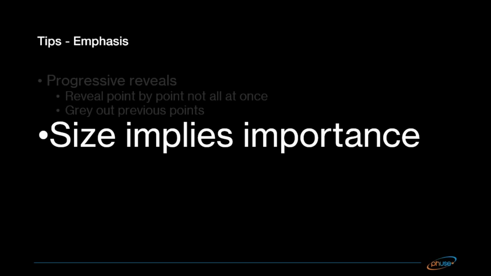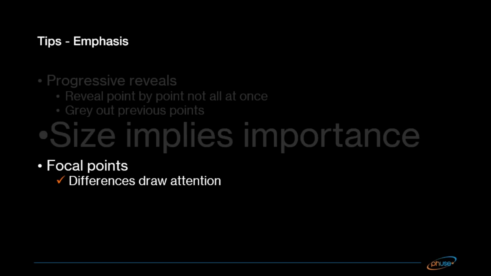Another way of emphasizing items is by size. So very simple, just increase the font size. And that implies that this is more important than everything else that's on the screen. Similarly, you can draw people's attention to differences in the way you're presenting things like bullet points. So using a tick mark or a different color again draws attention to those particular differences from what you've done previously.